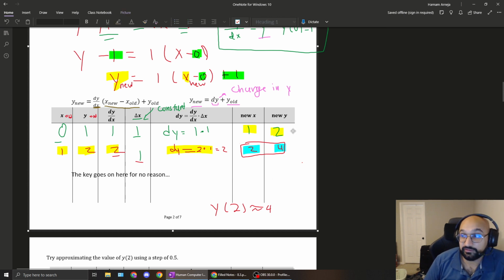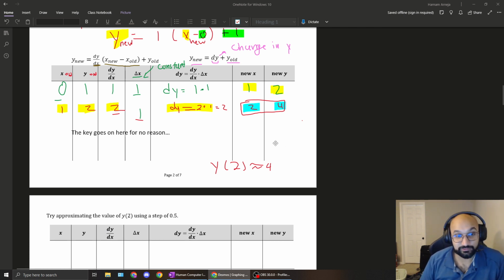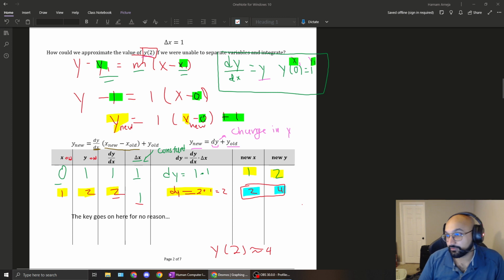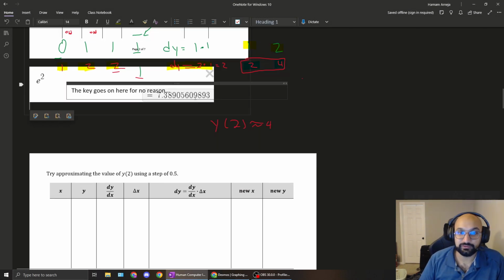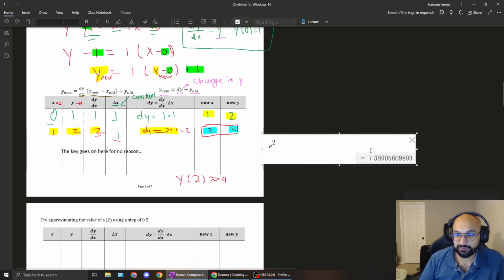But our answer here is 4, which is quite a terrible approximation, which I think is what I was trying to tell you right there. And that's because e squared, which we know is the solution to this differential equation, is quite different. Here's the actual value of e squared. I'll put it off to the side. The actual value of e squared is 7.389. So quite different than 4.